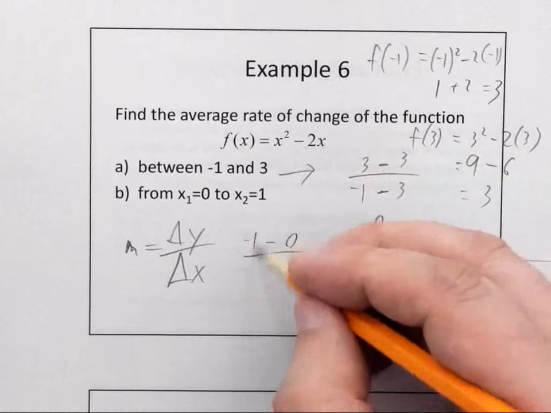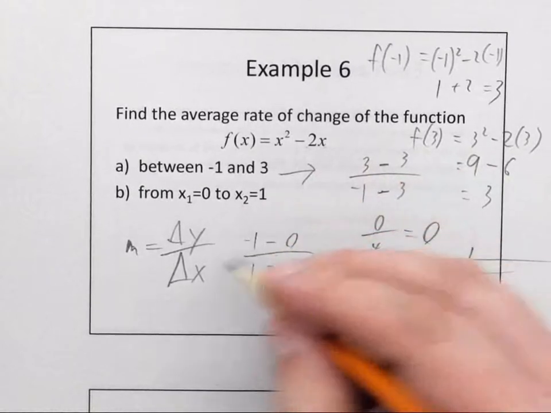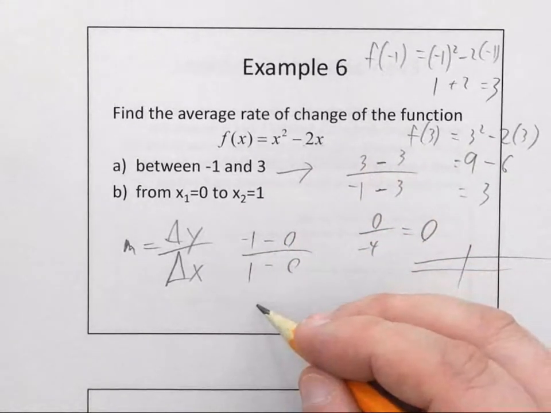So negative 1. That comes from the 1. So that gives you a slope of negative 1.